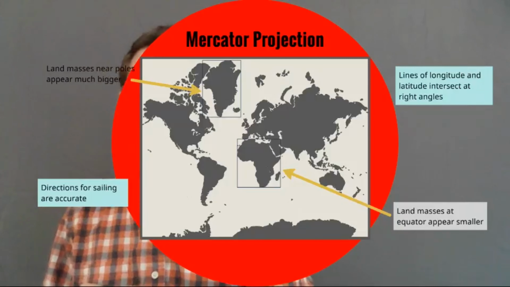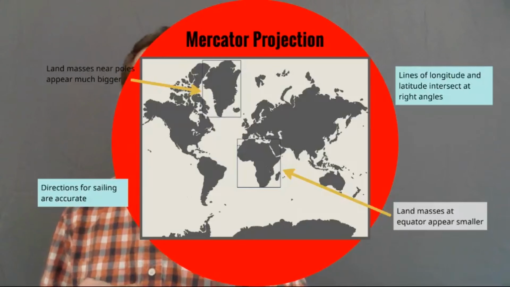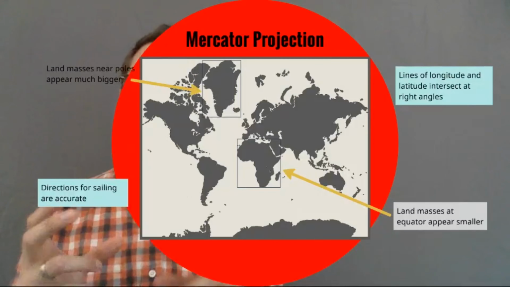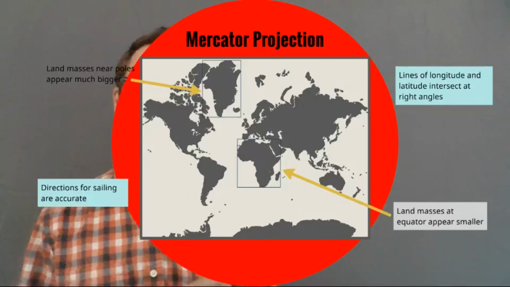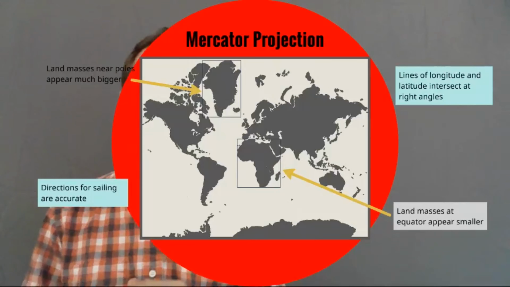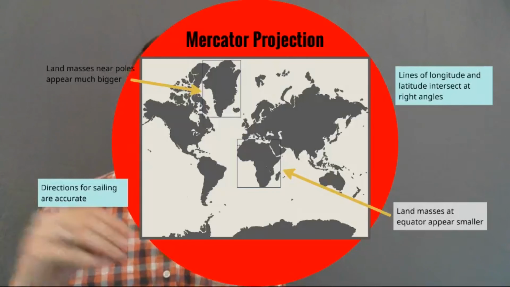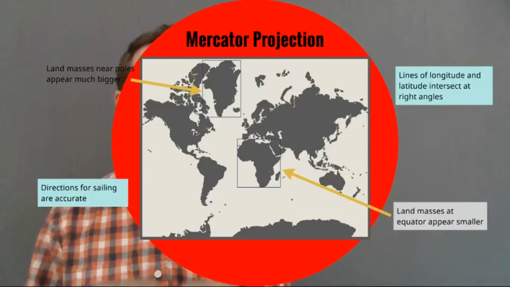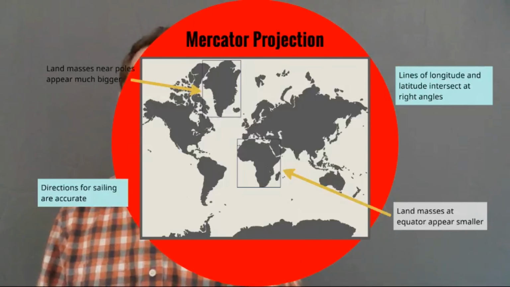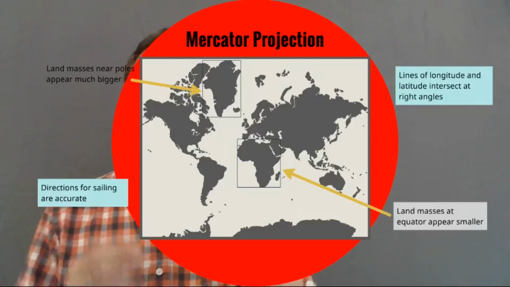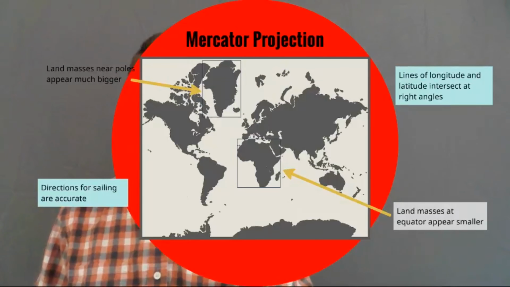So if you look at Africa and Greenland, Africa looks a little bit smaller than Greenland. In reality, Africa is 16 times bigger than Greenland. So it makes everything at the poles look huge and everything at the equator look a lot smaller. And because of this, it distorts the way that we perceive those places as well. So the Mercator projection really messes up the shapes and the sizes of land.